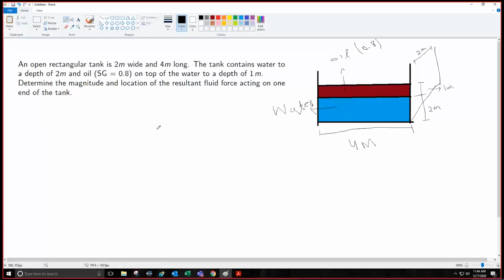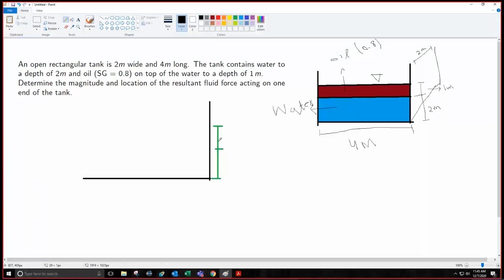Now, simply using gamma HcA and the formulas for YR and XR is difficult in this case. So we'll try to solve it using the concept of pressure prism. So I draw the wall of the tank here. Starting from the free surface, that is where we have oil, we need to move to the bottom of the tank, which is 3 meters. So this elevation on the wall is basically 3 meters, and this point indicates 1 meter.